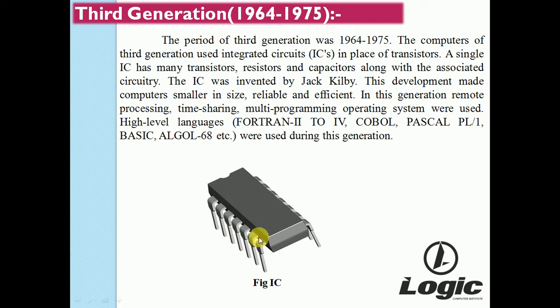In this generation, remote processing, time sharing, and multi-programming operating systems were used. High level languages like Fortran 2 to Fortran 4, COBOL, Pascal, PL1, Basic, Algol 68 were used during this generation.